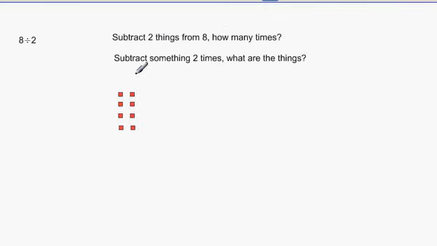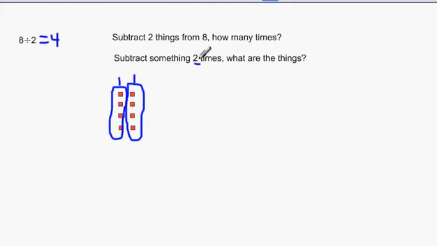The second way is talking about I want to subtract something, I don't know what it is, 2 times. So if I take this thing and I do it once and then I do it twice. If I'm going to subtract something 2 times, what are the things that I'm subtracting? Well, in each one of these I have 4. So 8 divided by 2 comes out to 4 again. So I'm subtracting something 2 times. In this case I'm going to have to subtract 4 little ones, and I'm going to do that once and I'm going to do it twice. So there's my 2 times. My answer to my question though is not how many times did I do that, it's what are the things inside.